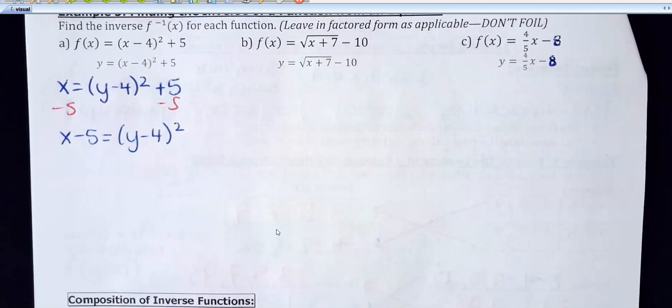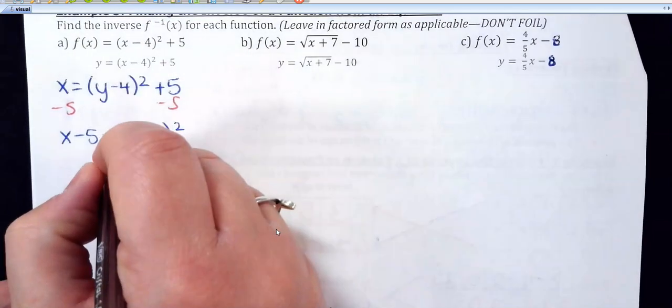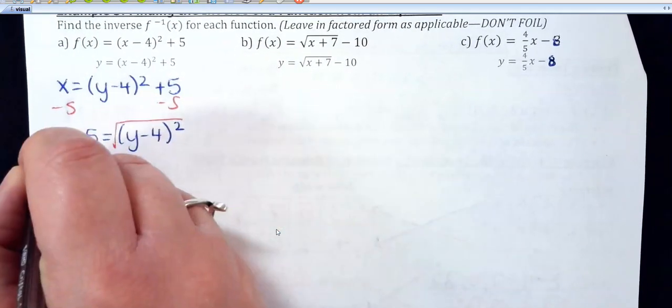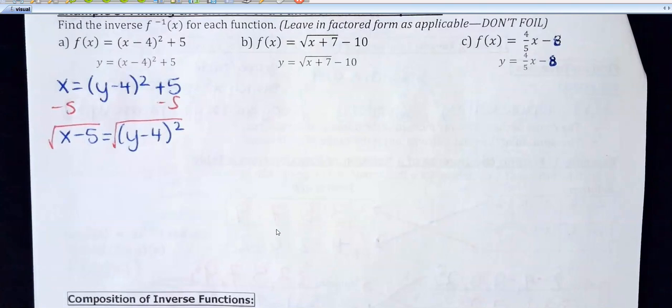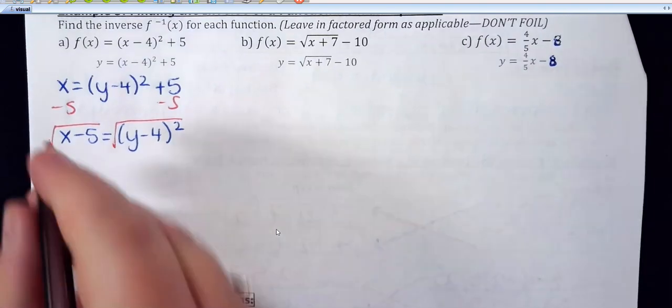What should I do next? Oh, people are whispering it. Square root, don't FOIL. Okay, do not FOIL. You're just going to make more work for yourself. What you actually want to do is take a square root. Now here's the situation. If I introduce a square root into the problem, which I did there as I was solving that, you do need to put that plus and minus symbol in front of it.